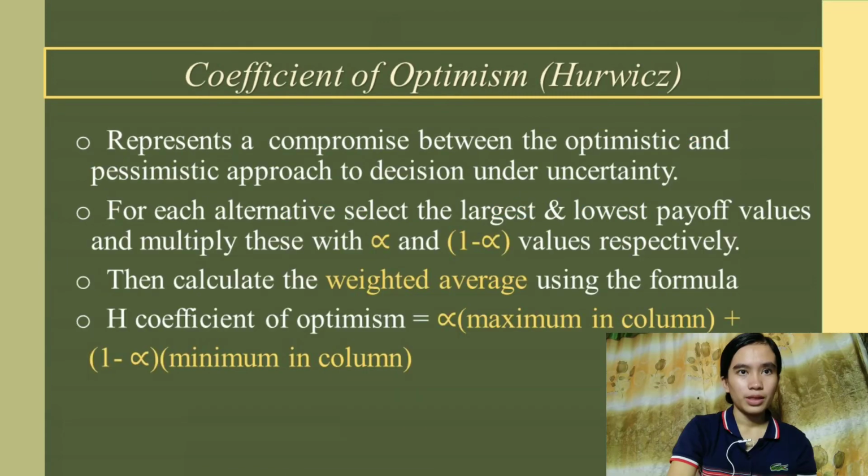Next is the coefficient of optimism or Hurwitz, which represents a compromise between the optimistic and the pessimistic approach to decision under uncertainty. So for each alternative, we select the largest and lowest payoff values, and we multiply these with a constant and 1 minus the constant respectively. Then we calculate the weighted average using the formula: constant times maximum in the column plus 1 minus constant times minimum in the column.